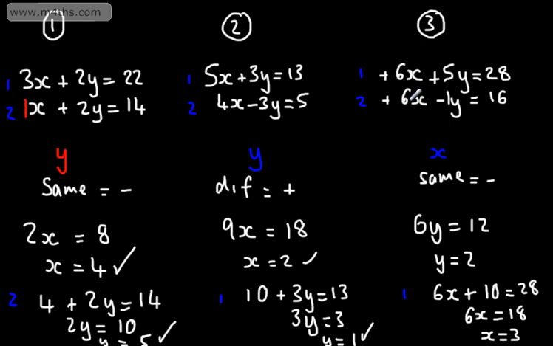Let's just check that works in the second equation. Well, 6 lots of x, 6 lots of 3 is going to give me 18, minus y, which is 2, and that gives me 16. So the solutions are x is equal to 3 and y is equal to 2.